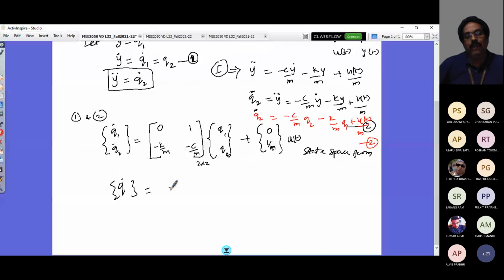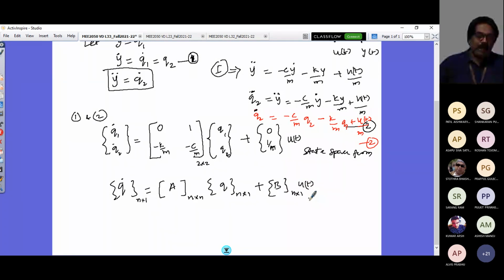In the general case, it is going to be n by n, and this is n by 1, into Q, which is n by 1, plus here this is B, which is again n by 1, times E of t. So this is my state equation, where it is one single input. It is not a multiple input multiple output problem. It is one single output, that is q1, and you have only one input. So in the single input single output condition, you get this representation of your state equation.